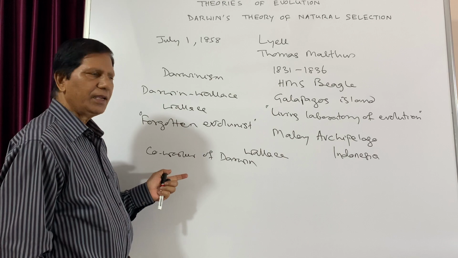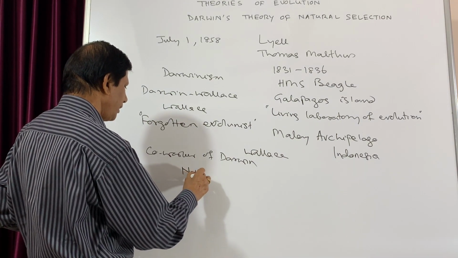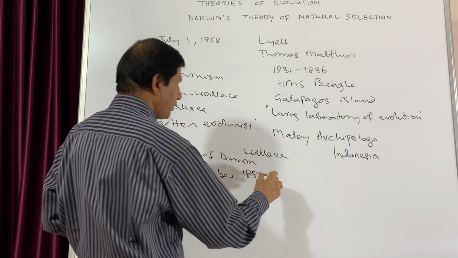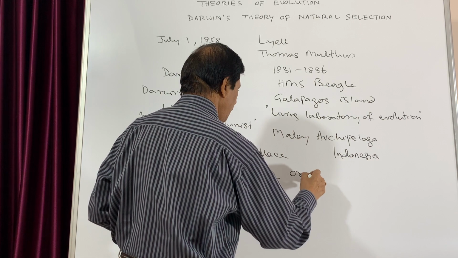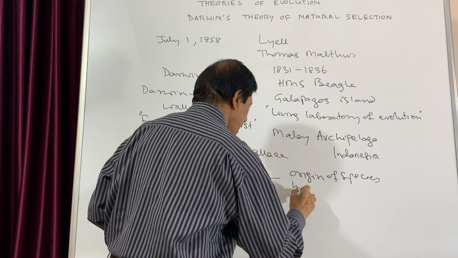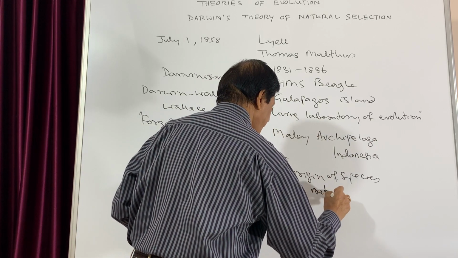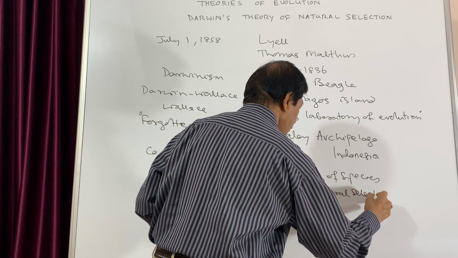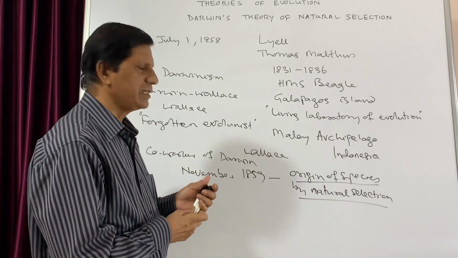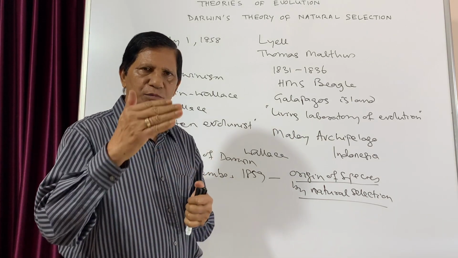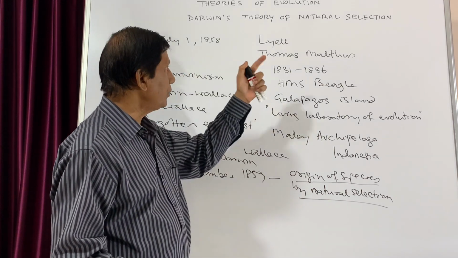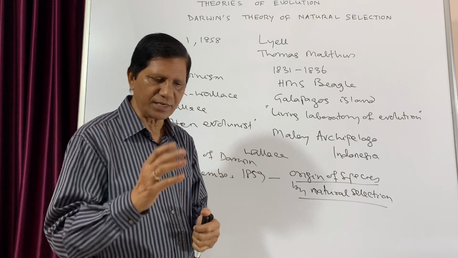Now ultimately in November 1859, he wrote the book Origin of Species by Natural Selection. The name of the book is very important from the examination point of view. So in this book, what explanation has he given regarding the theory of natural selection? Let us discuss the salient features one by one.